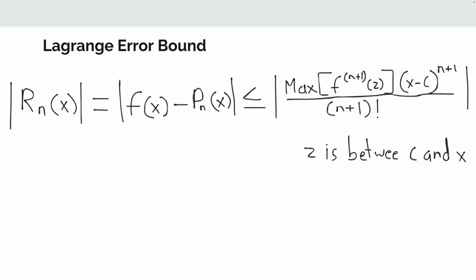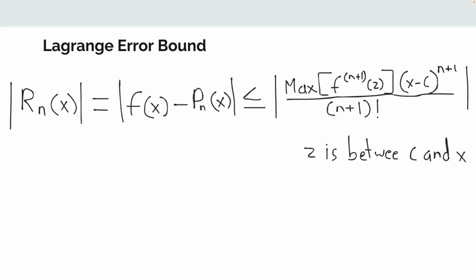Okay, here it might get a bit confusing. The maximum of the n plus 1 derivative of f at some value z, where z can be any value between c and x. For any value between there, you want to find the value that'll give you the max n plus 1 derivative. You'll plug in that max derivative value, multiply it by x minus c to the power of n plus 1, and all of that over n plus 1 factorial. And all these are absolute values. And yeah, that's the Lagrange error bound.